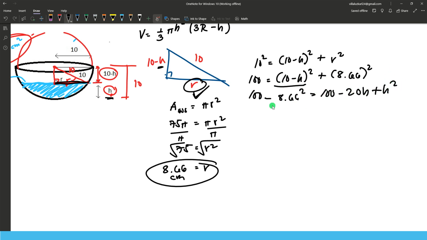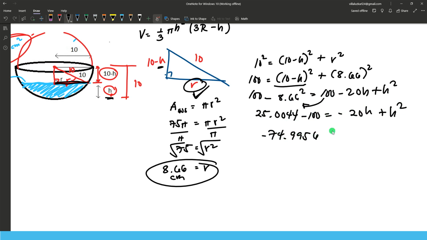Okay, so we have here 25.0044 equals 100 minus 8.66 squared. Then we transpose 100 to the left side. We have minus 100 and negative 20h plus h squared. This will be negative 74.9956 equals negative 20h plus h squared.